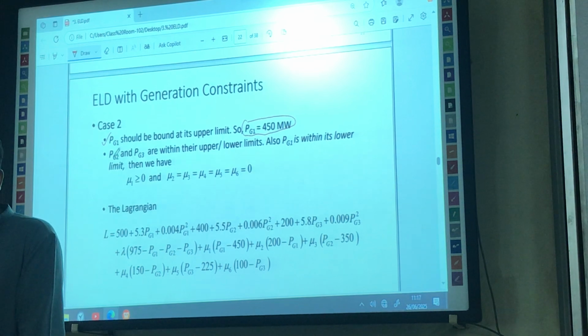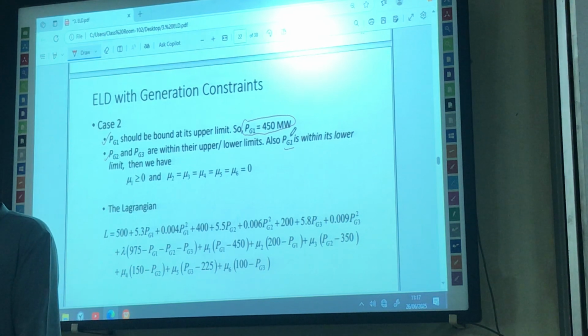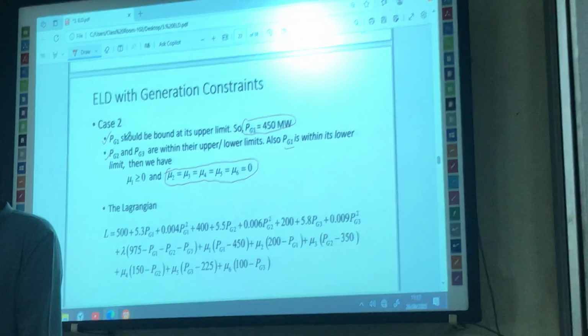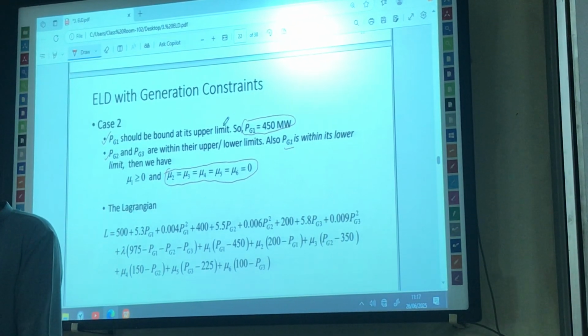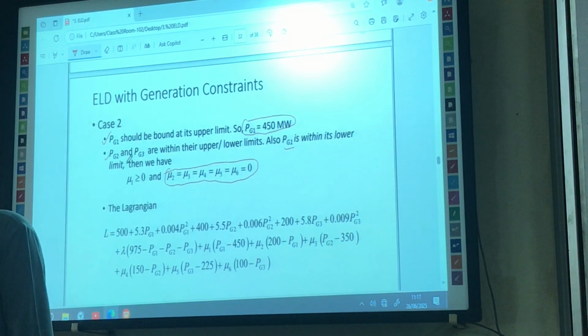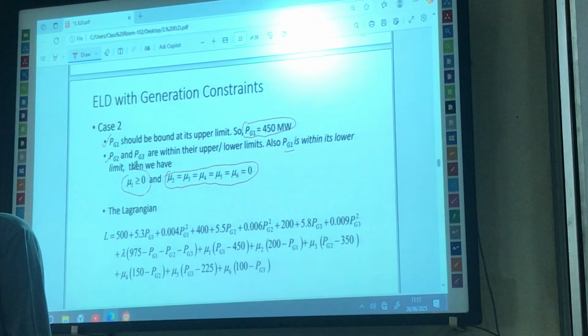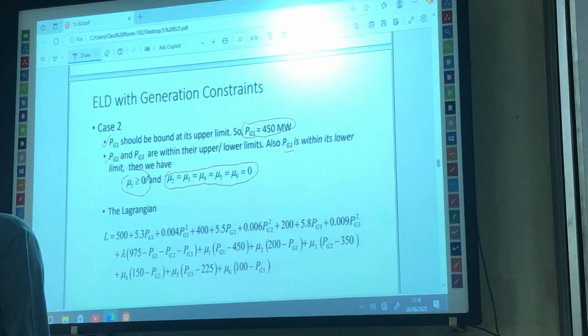Pg2 and Pg3 are within their upper and lower limits. Also Pg1 is within its lower limit. So as Pg2 and Pg3 are within their lower and upper limits, as well as Pg1 within the lower limit, that means these variables will be 0. But as Pg1 violated the upper limit, the slack variable associated with that part, that is mu1, will not be equal to 0. It will take a value that will be greater than 0.